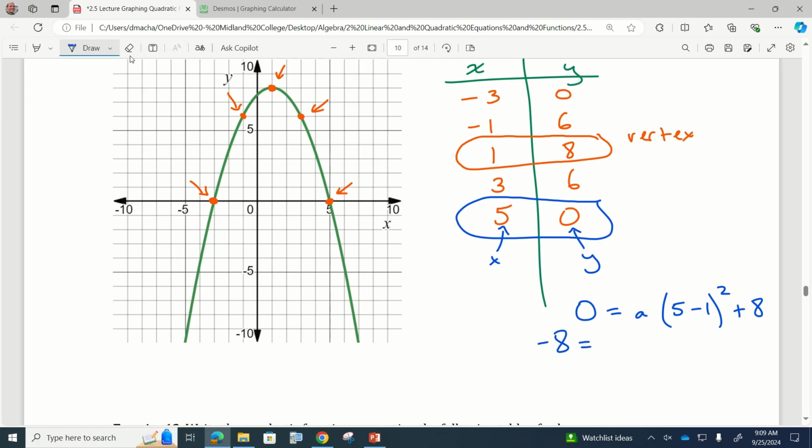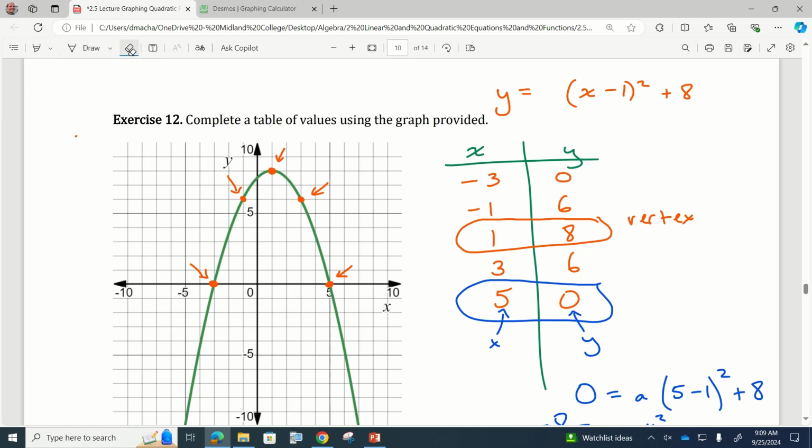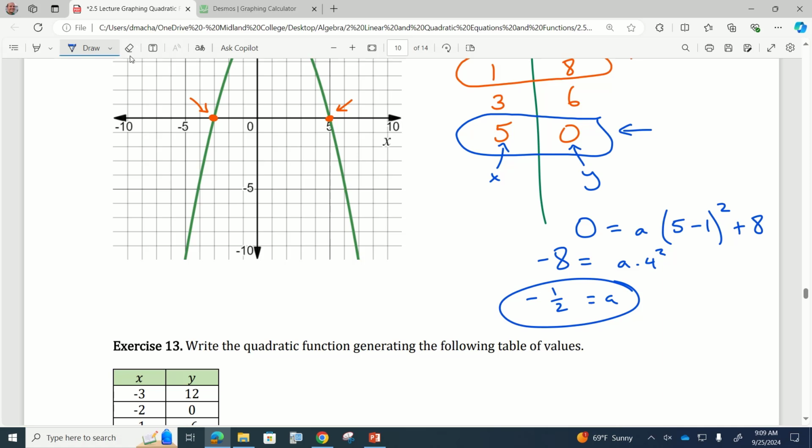So I'll subtract 8 from both sides, and this is a times 4 squared. Divide both sides by 16, and a is negative 1/2. Now that you know a, you come back here and replace the a with negative 1/2, because we just found out what it is. Okay? So you can look at a graph where there's a parabola, find the vertex, and then you can write this in vertex form. The only thing you don't know right away is the leading coefficient. But you can always find the leading coefficient if you take just any other point. I randomly chose that point, but you could choose any point on the parabola and then plug it in for x and y to solve for a.